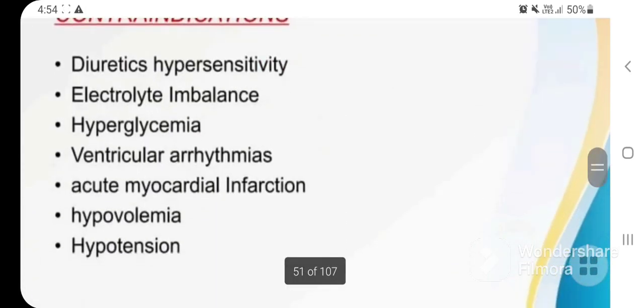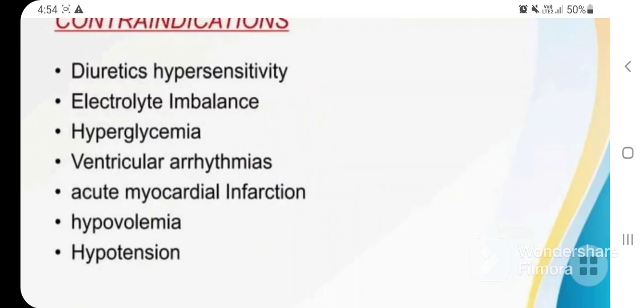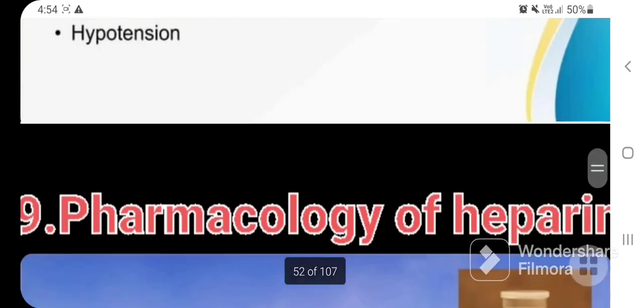Contraindications: diuretic hypersensitivity patients, then electrolyte imbalance, then hyperglycemia, meaning high glucose level, not allowed. Then ventricular arrhythmias, such as bradycardia, no. Then acute myocardial infarction, here also it is contraindicated. Hypotension is also contraindicated, as I have told you. These are all the pharmacology of the furosemide tablet.